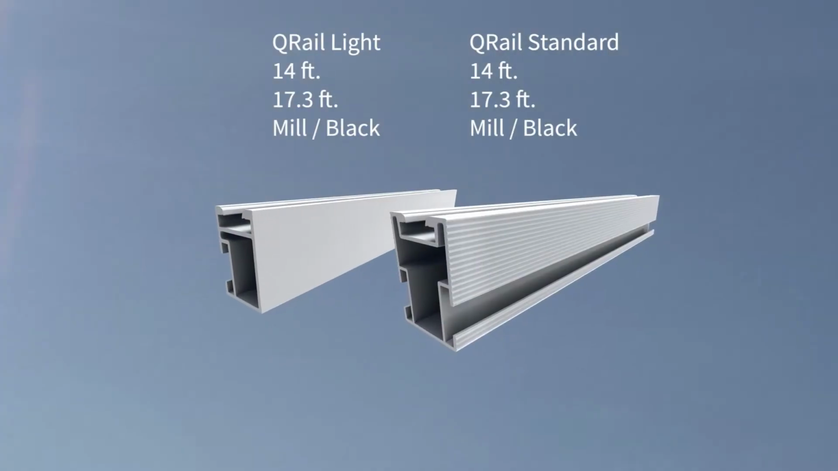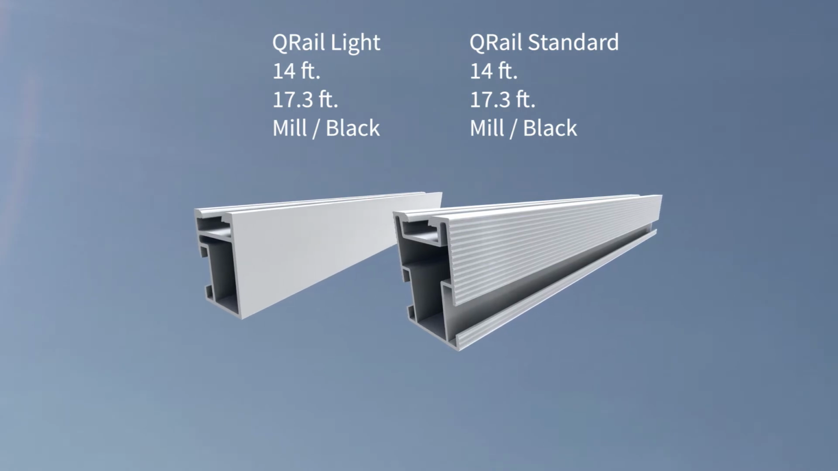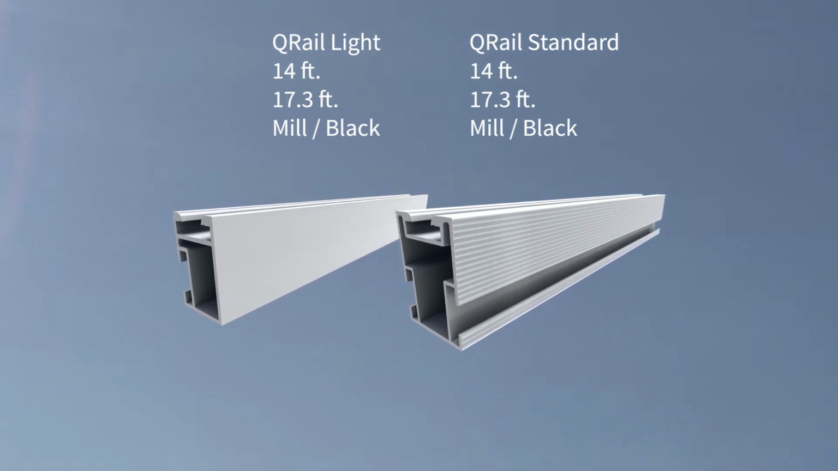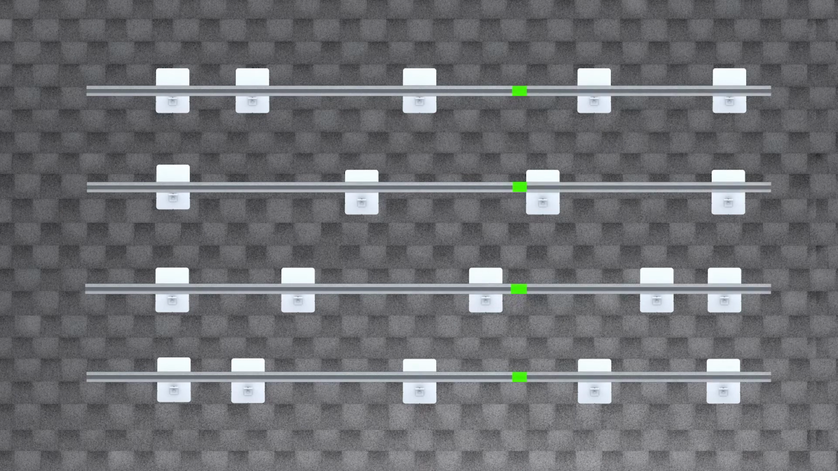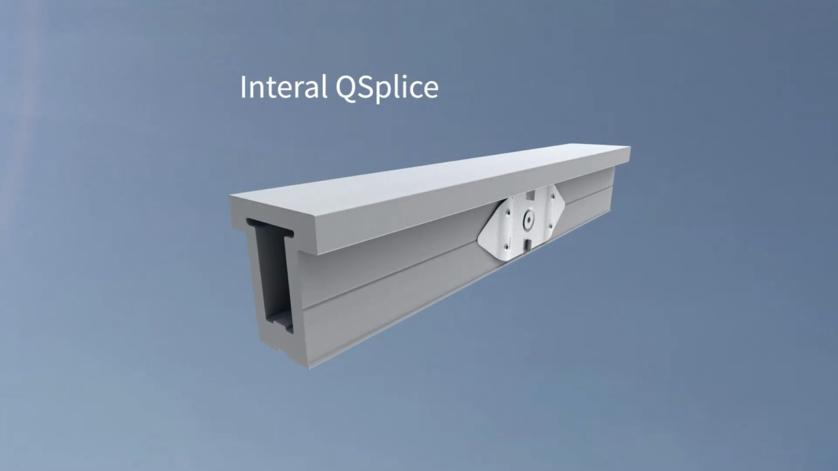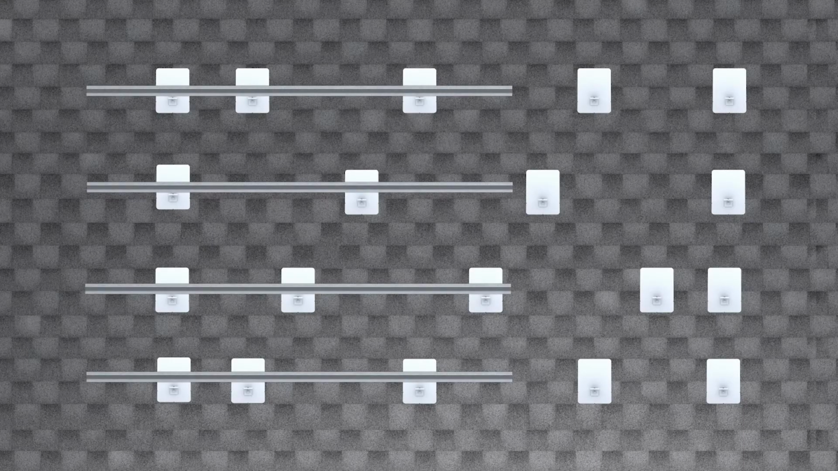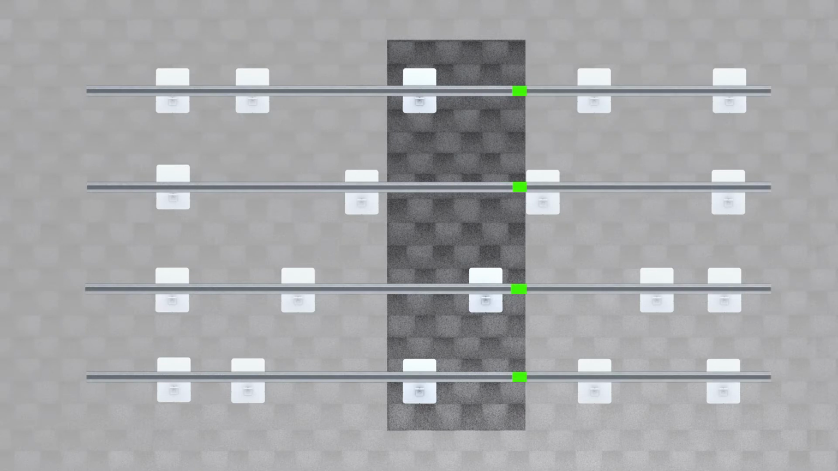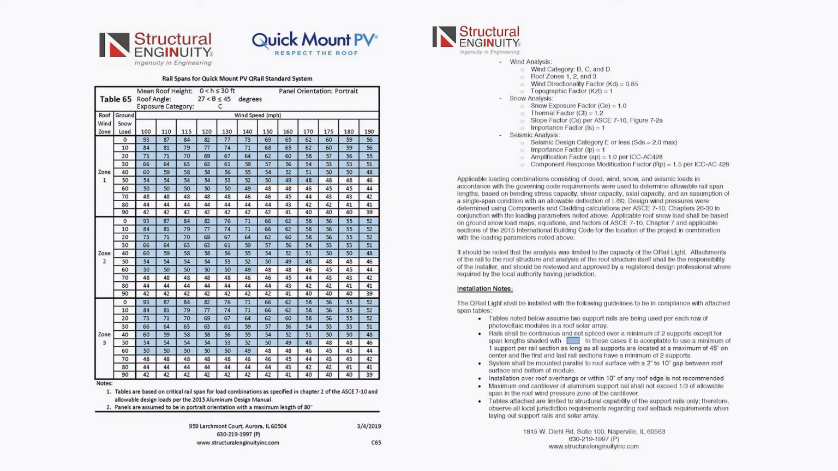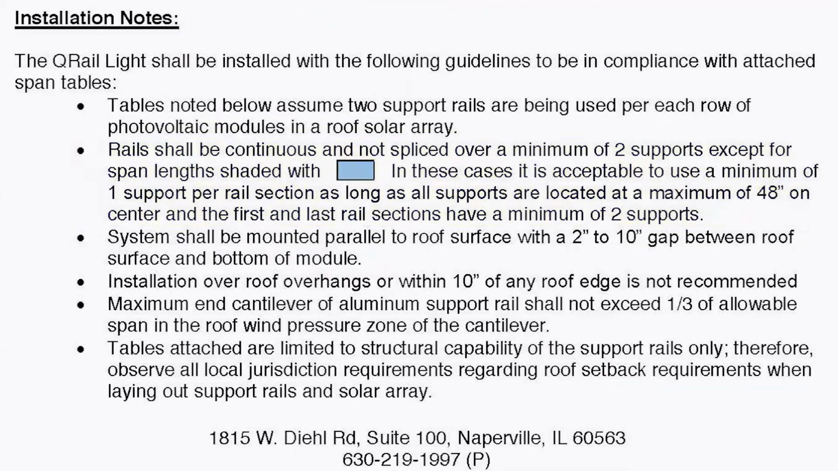QRail is available in light and standard versions and ships in 14-foot and 17.3-foot lengths. Depending on your array design, you may need to use a splice to connect an additional length of rail. The internal Q-splice is a structural, bonded splice that installs in seconds and requires no tools or screws. There must be a minimum of 2 mounts on both sides of the splice location. An exception to this rule for the interior of the array can be referenced in the code compliance letters.